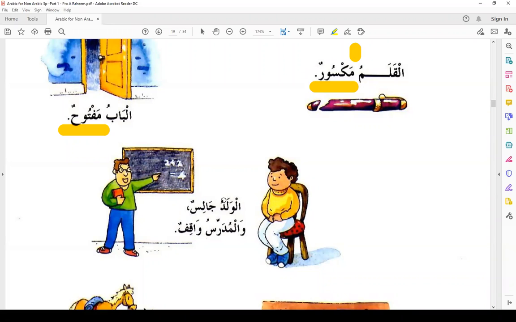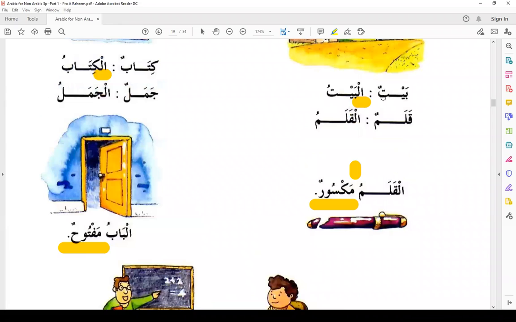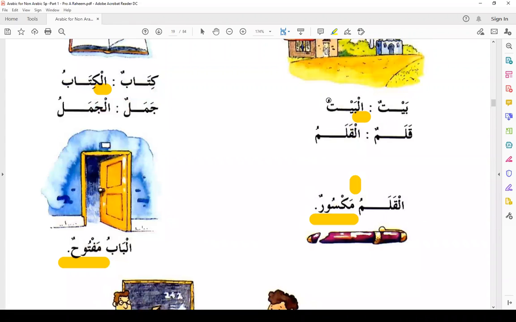Instead of saying waladun, what did we do? We apply the al and it became al-waladu. We take out one of the vowels. So not dun, but rather du. Likewise, you'll see here: baytun becomes al-baytu. Kitabun becomes al-kitabu. Jamalun, what is jamal? Camel. Al-jamalu. Qalamun becomes al-qalamu. So what did we observe?